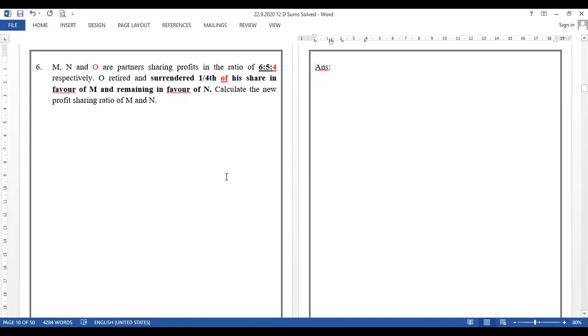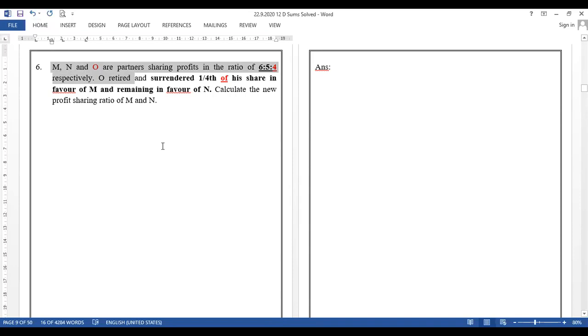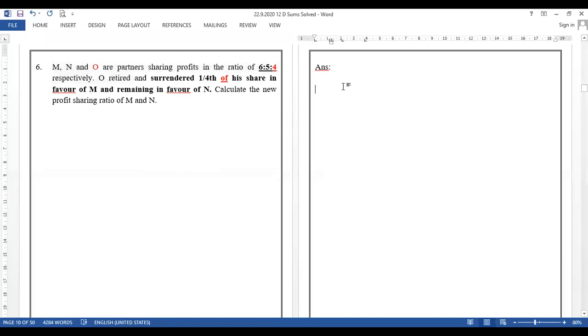Now, M and N are partners sharing profits in the ratio of 6:4 respectively. O retired. I'm sure you are quite used to this now, marked with red, the partner retired and the share of the retiring partner, who surrendered 1/4 of his share in favor of M and the remaining in favor of N. Now a particular ratio is not given, but a fraction, 1/4 of his share in favor of M and the remaining in favor of N. So let us calculate the gain, because to find out the new ratio we need to have the gain as well. Okay, so gain by M.